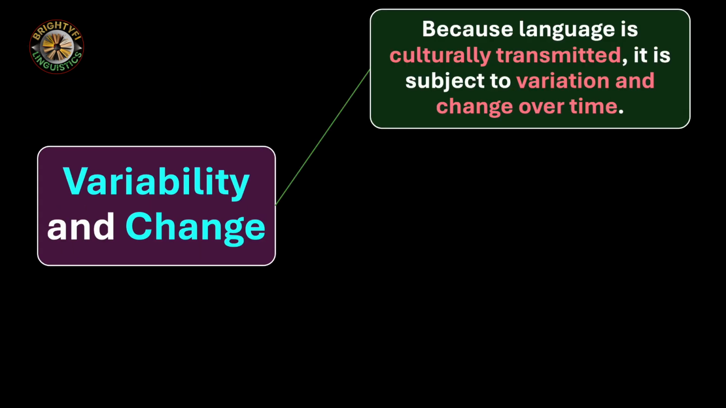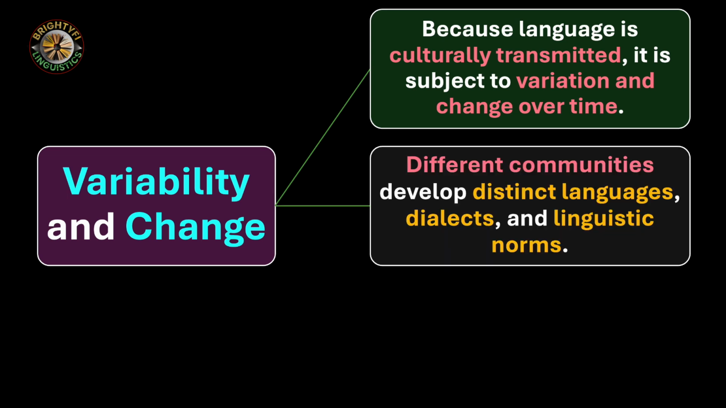Now we have the third point in this direction, variability and change. Because language is culturally transmitted, it is subject to variation and change over time. Of course, language is not static. It keeps changing. And the language which does not change with the passage of time, with the changing milieu of time, that language is most likely to be dead in the long future. Different communities develop distinct languages, dialects, and linguistic norms.